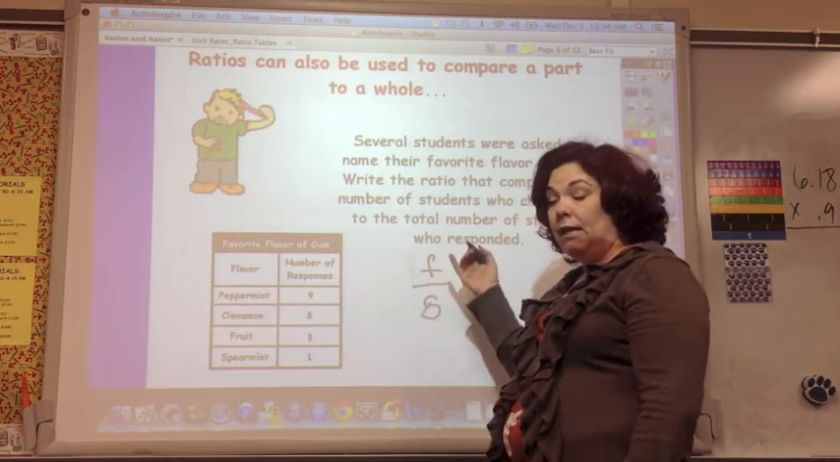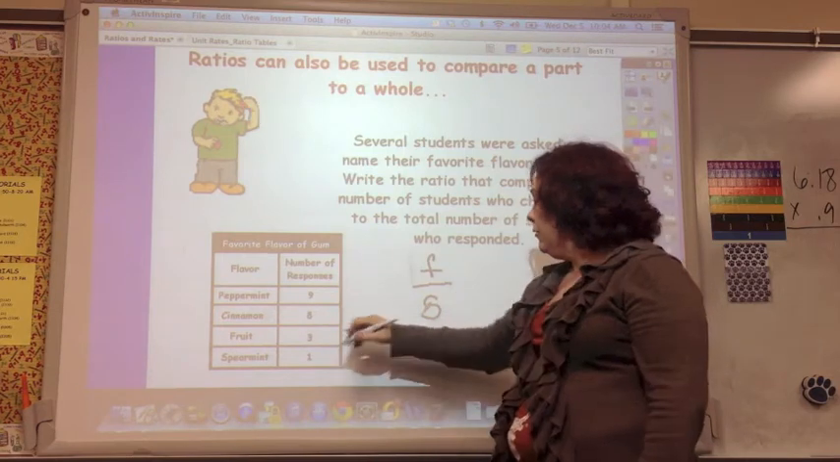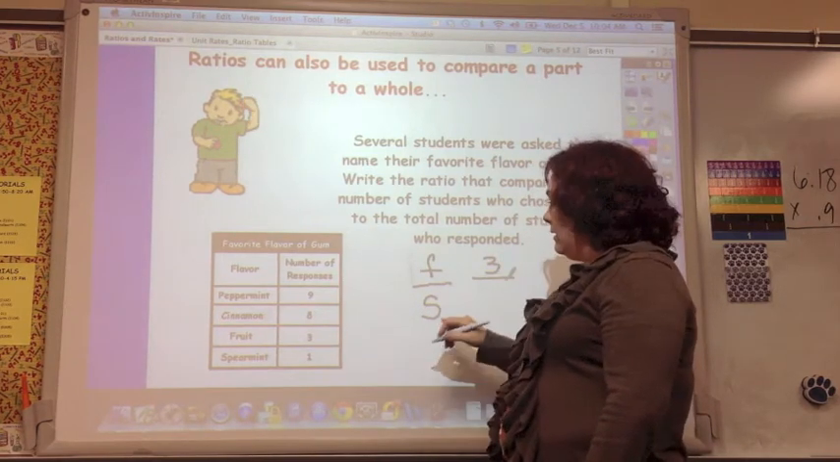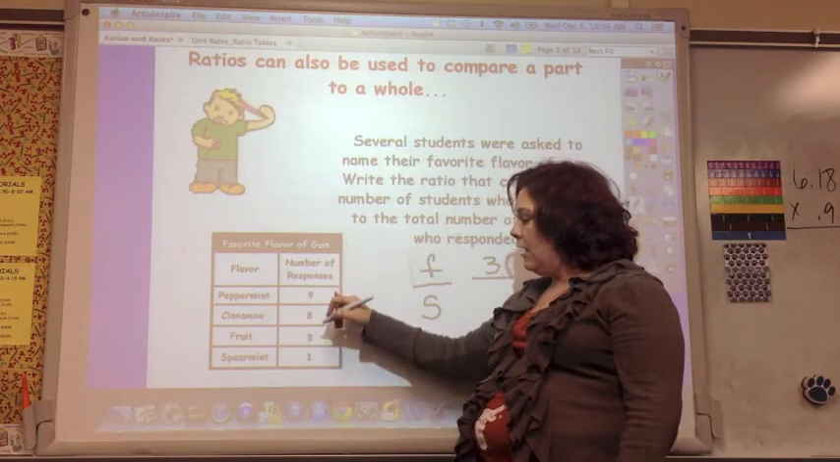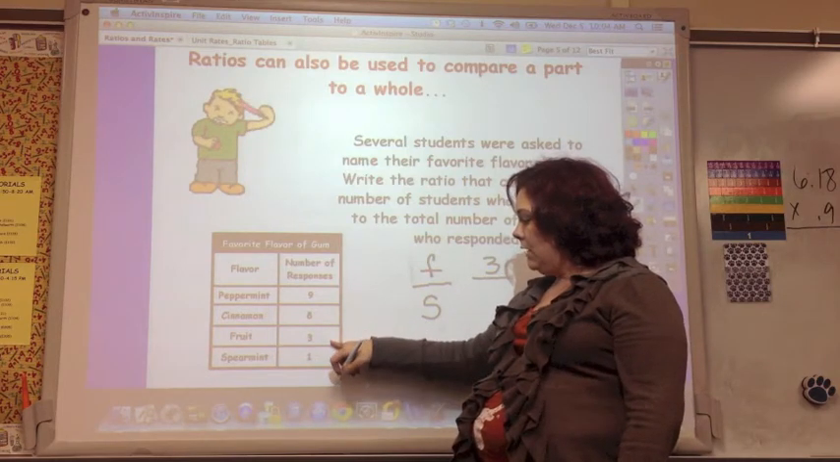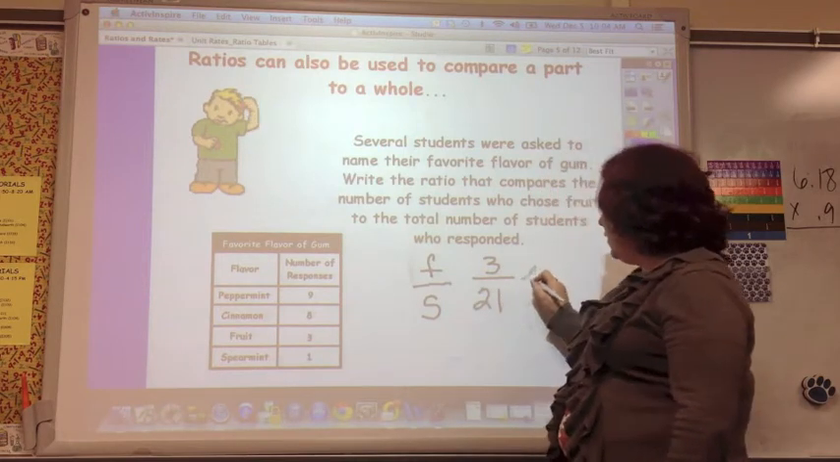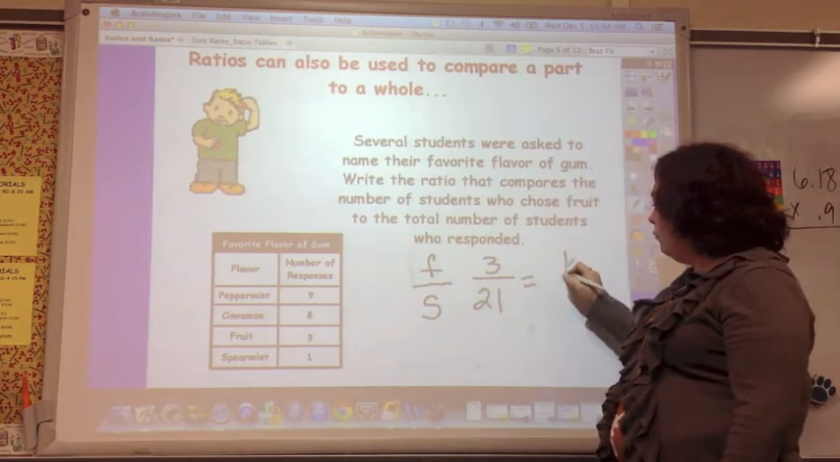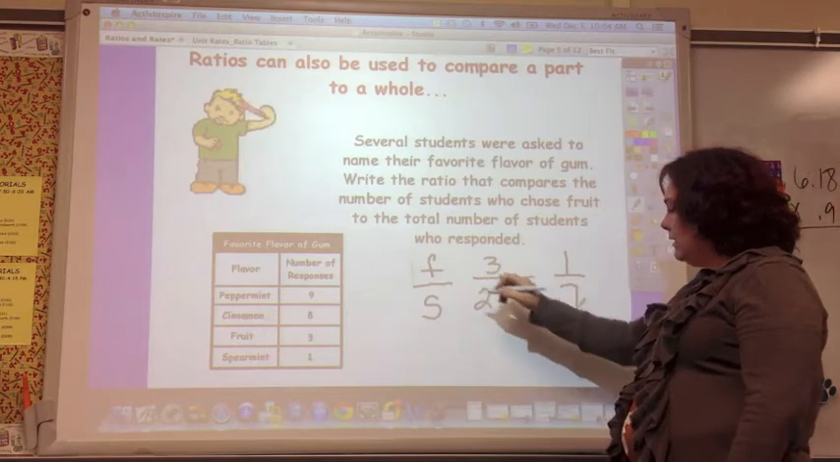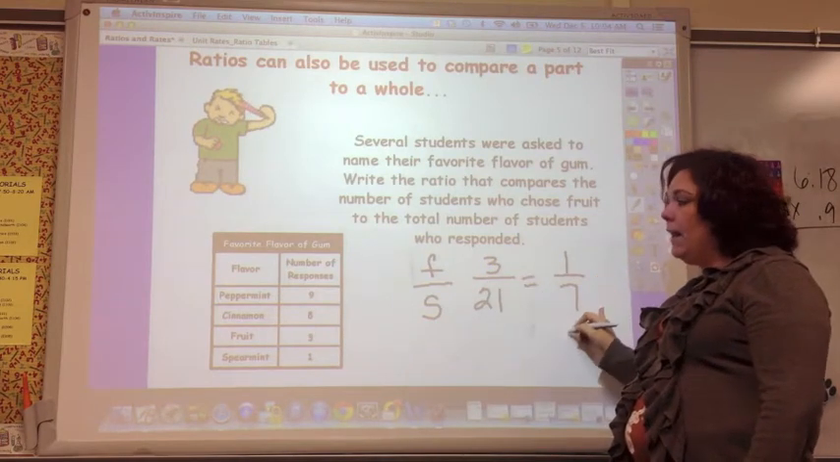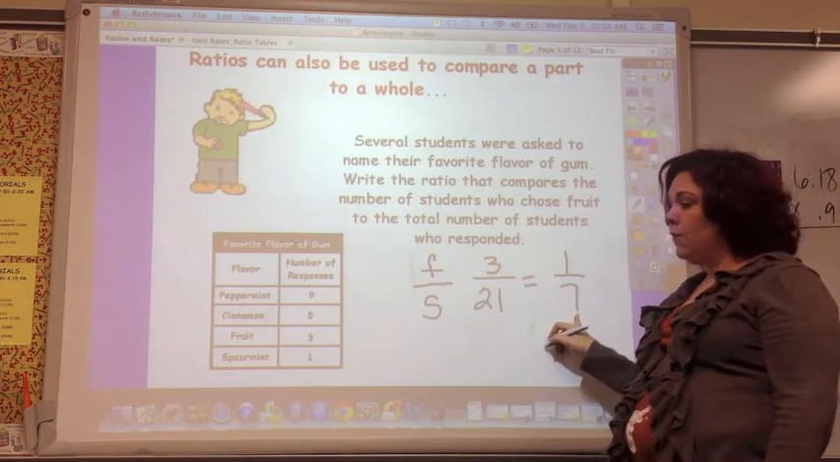So again, I'm labeling my ratio. Fruit is 3. And then to find out students, I need to add this up. And that adds up to 21 students. So what that's saying is that 1 out of every 7, because that's simplified, 1 out of every 7 students prefers fruit gum.